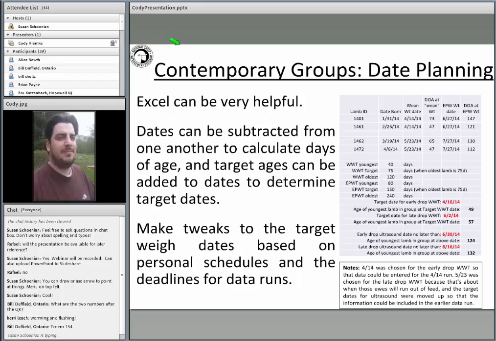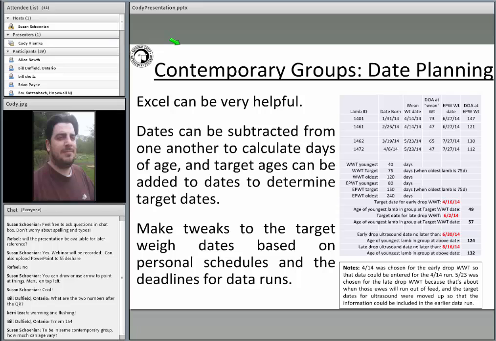And off to the right, this might be something you want to come back to and look at. This is an example of when my lambs were born this year. The earlier drop lambs, 1401 to 1461. You'll kind of see what I chose to take that weaning date and some calculations for that below. I targeted a 75-day weaning weight, and that date would have been April 16th.